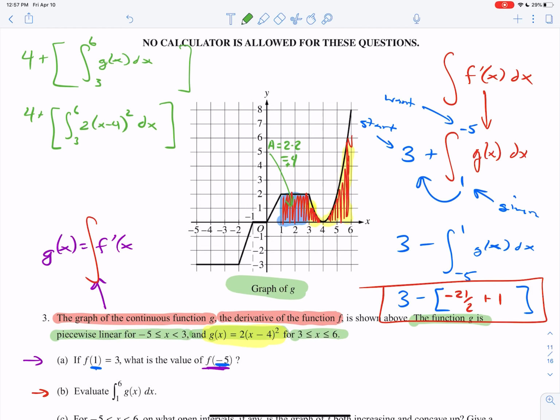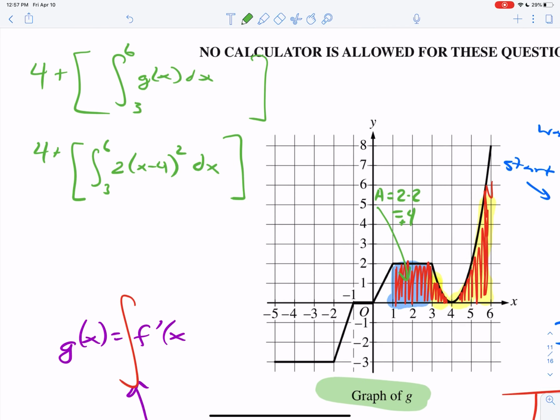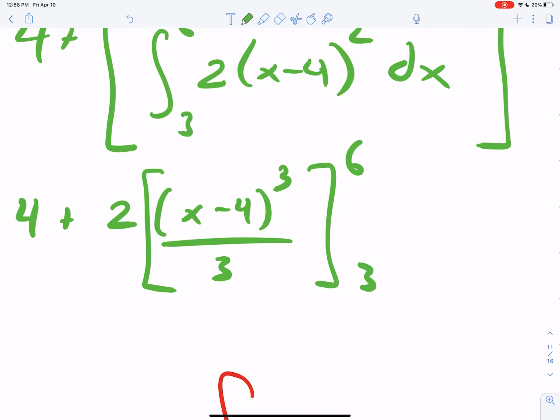Okay, so here are some techniques. You could pull out that 2 right there, and we could just integrate the rest. Since x minus 4 is a simple linear, even though it's a function in a function, chain rule is not required. So you could just integrate this. This will come out to 2 times (x minus 4) to the 3rd power over 3. And then we're going to integrate this from 3 to 6. Whether you decide to keep that 2 on the inside or the outside, it really doesn't matter here, okay?